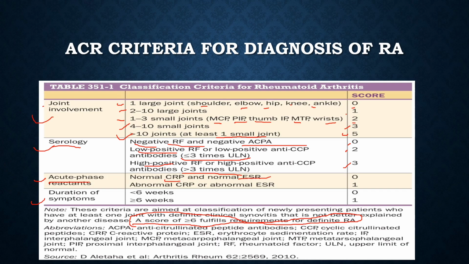Acute phase reactants like the CRP and the ESR. If both are normal, then the score is 0. And if both are abnormal or high, then the score is 1. If the duration of symptoms is less than 6 weeks, then the score is 0. And if the duration of symptoms is more than 6 weeks, then the score is 1. If the total score is more than 6, that's suggestive of rheumatoid arthritis.